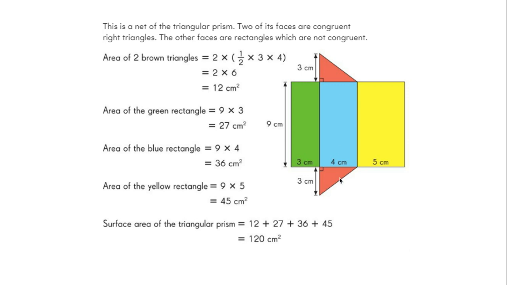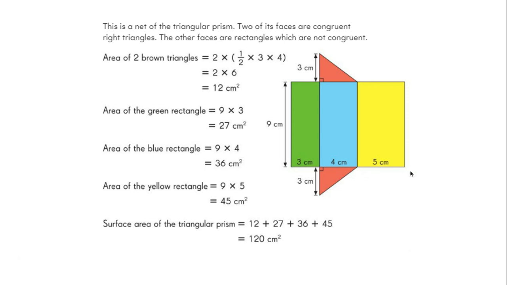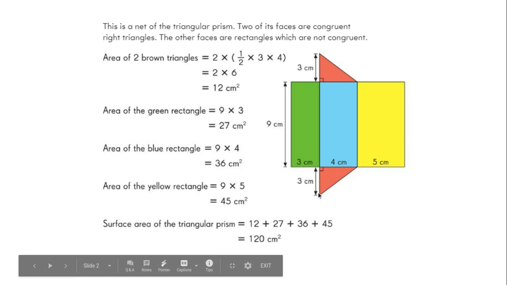All right, next I've got the blue rectangle. Length is 4 and my width is 9. 4 times 9 is 36 centimeters squared. And moving on to my last rectangle, my length is 5 and my width is 9 again. 9 times 5 is 45. Let's take the area of all of those separate shapes and add them together. I get 12 plus 27 plus 36 plus 45, to have a total surface area of 120 centimeters squared.